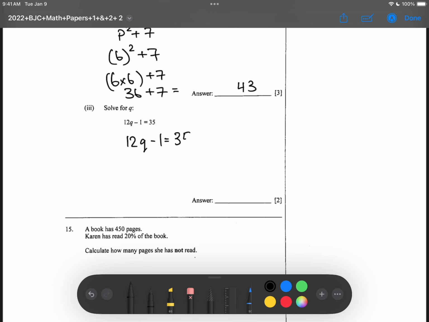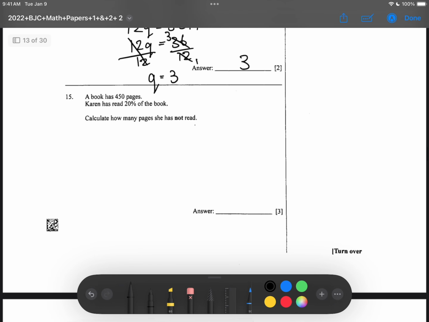12q minus 1 is equal to 35. The goal is to get all of the numbers on the same side. So 12q is equal to 35, and that becomes a plus 1. 12q is equal to 36. We're dividing by 12, the coefficient. That cancels out. 12 can go into 36 3 times. So q is equal to 3.